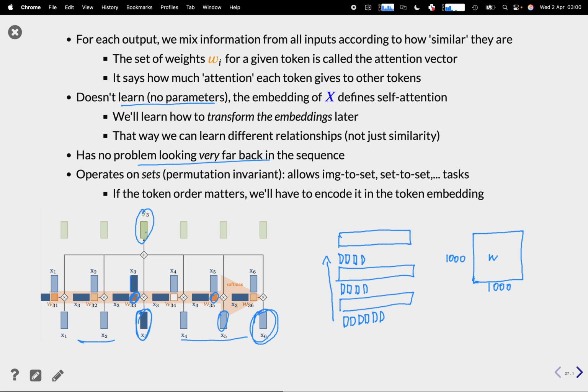Also note that I'm operating on sets, so whether the sentence is "this movie was not too terrible" or "this terrible movie was not too," that wouldn't affect the output at all, right? Because I'm just summing everything up here. So there's still no ordering that I'm actually using yet so far. So it's actually a set operation. I have a set of tokens in and I get a set of tokens out, which also makes it very flexible. I can use this for all kinds of things like image to set, set tasks, and so on. So if the order matters, we'll have to add something to make it matter, and we'll see that in a few slides.